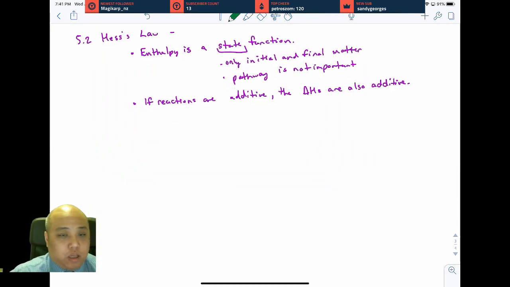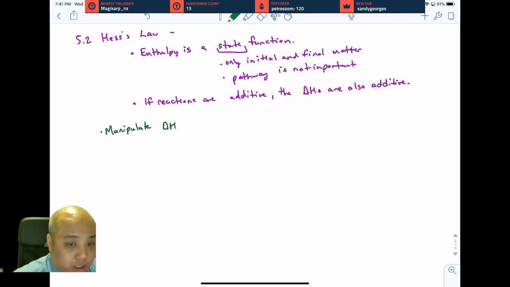So with Hess's law, you have to know how to manipulate delta H. Okay, and delta H manipulates differently than K, which is the equilibrium constant, which we'll talk about in another unit. But here, manipulate delta H. That means when you work with the reaction, if you do something to the reaction, you have to do it to delta H as well.